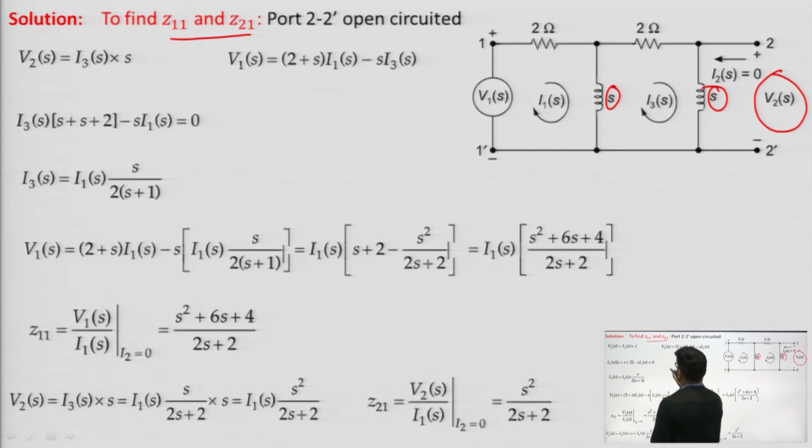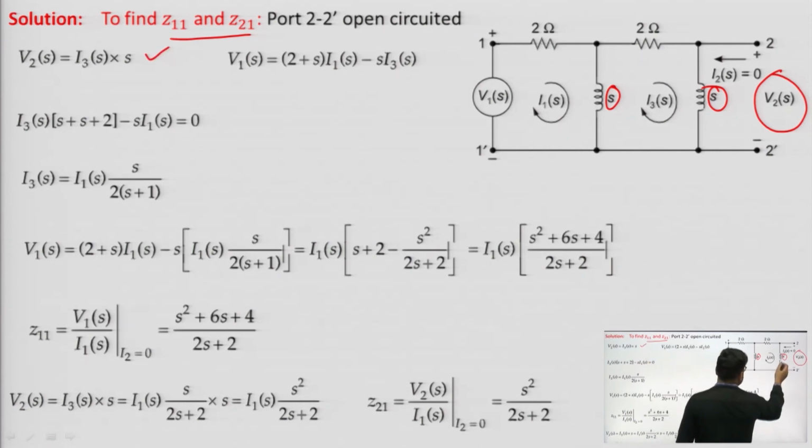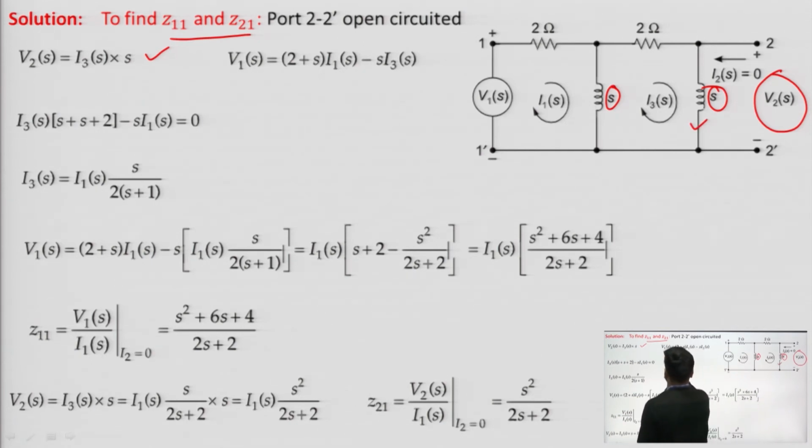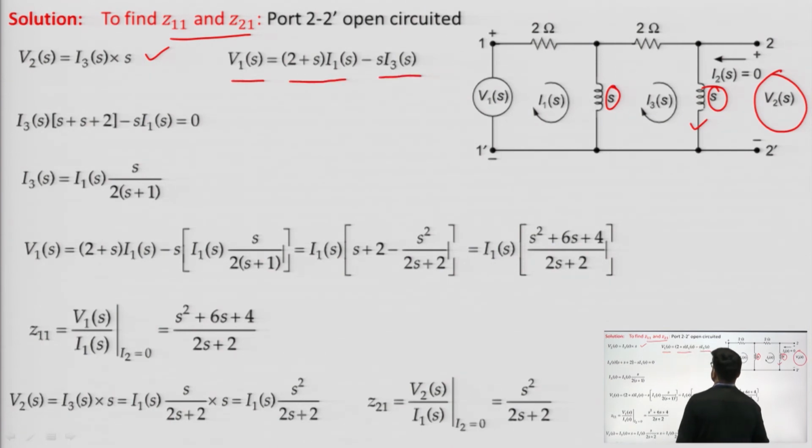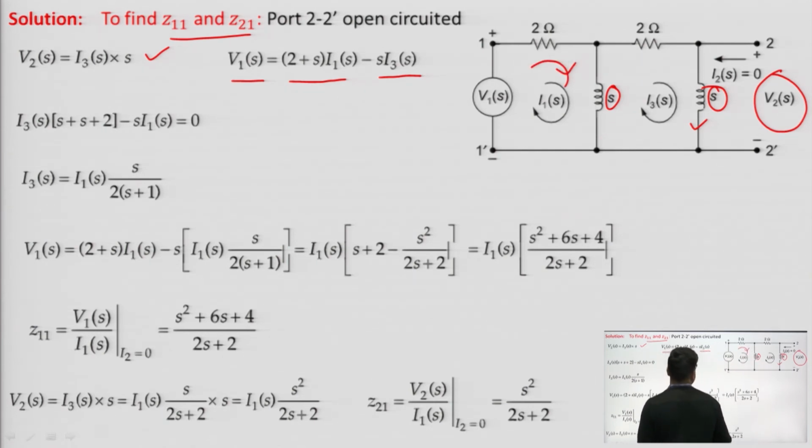Now, open circuiting this, V2 will be equal to I3 into S. The drop across this inductance will be the value of V2, and V1 will be equal to (2 plus S) I1(S) minus S into I3(S), that we have obtained by applying KVL in loop 1.